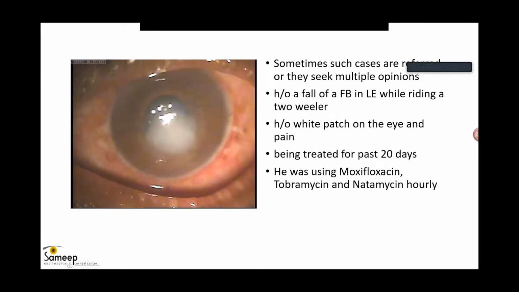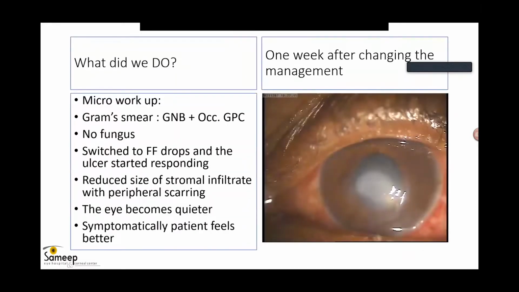He was using moxifloxacin, tobramycin, and natamycin hourly. So what did we do differently? We subjected him to a microbiological workup. We found that on gram smear, there were gram-negative bacilli and occasional gram-positive cocci. There was no fungus, so there was no point in continuing antifungal management. You can definitely take away the antifungal management from the protocol, so that you don't end up with toxicity on the surface.